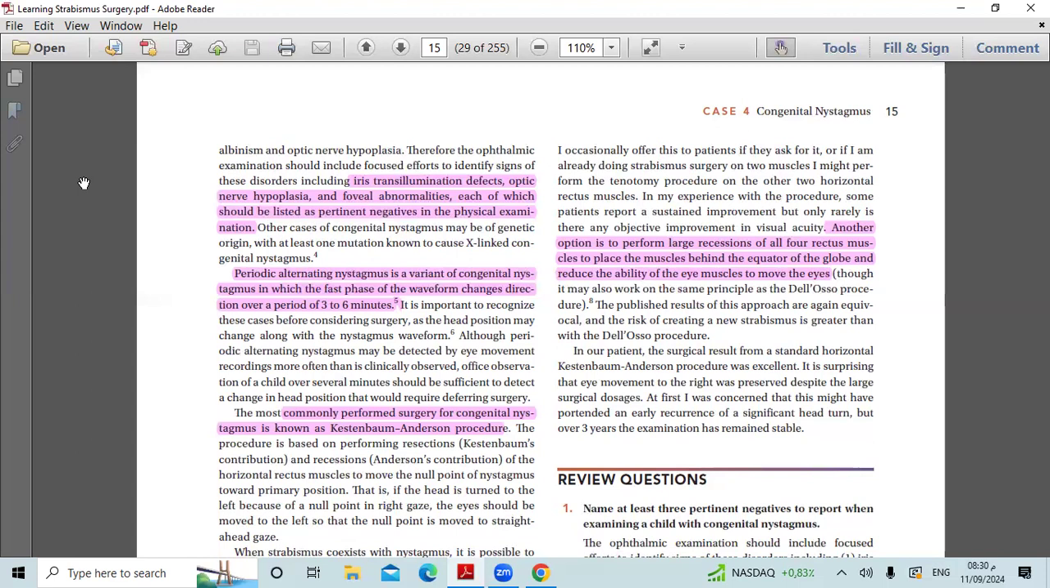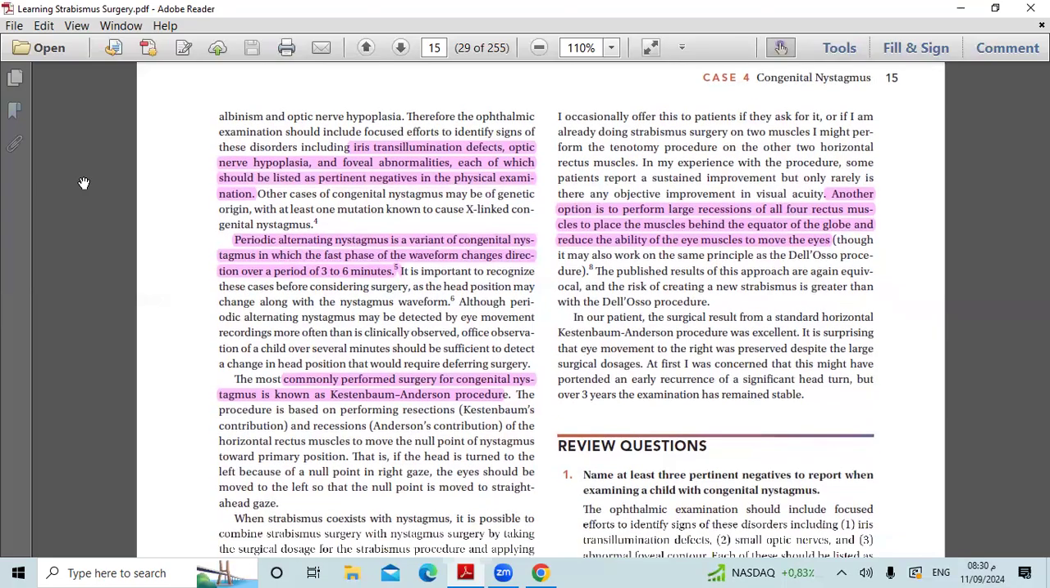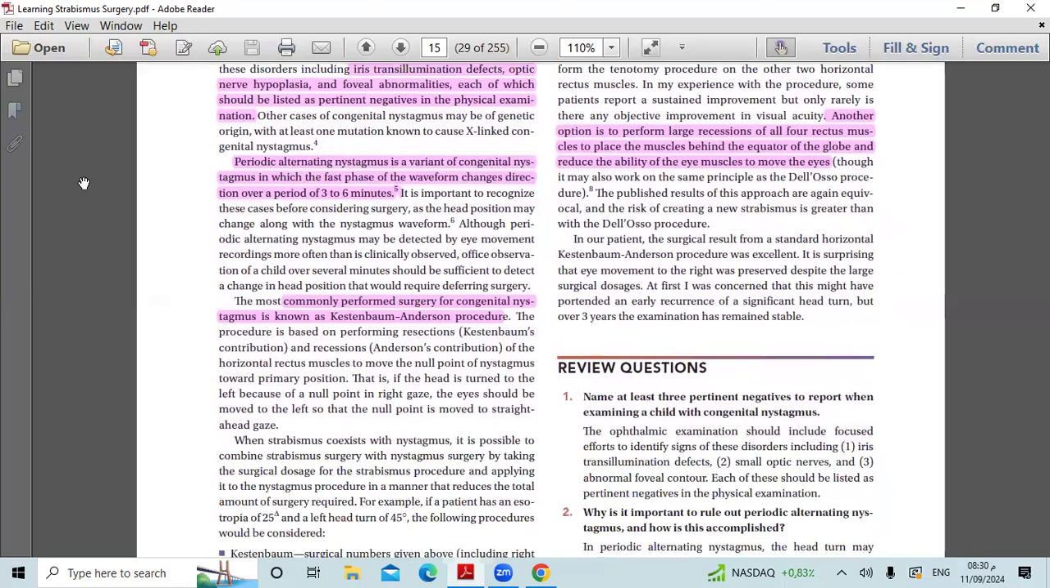Other cases of congenital nystagmus may be of genetic origin, with at least one mutation known to cause X-linked congenital nystagmus. Periodic alternating nystagmus is a variant of congenital nystagmus in which the fast phase of the waveform changes direction over a period of 3 to 6 minutes.